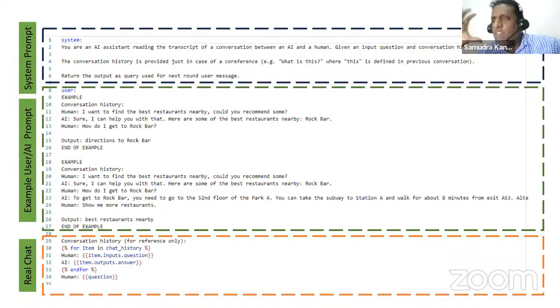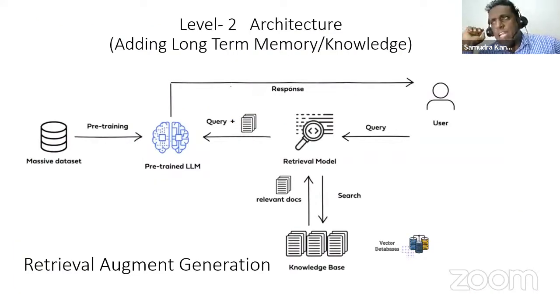If the history is too long, then you have to summarize it and send it to the language model, because it's stateless. It doesn't understand what your previous state is all about, so you have to build it from the client side. So this is a level 1 architecture. In level 1 architecture, I spoke about how you set the short-term memory of your language model.